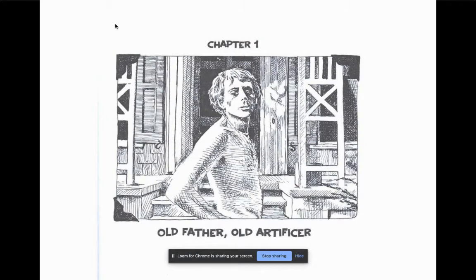And as you would know by now, the title of chapter one is Old Father, Old Artificer. So what I'll be doing is I will choose certain panels or frames or pages from chapter one, and then I will annotate them. And then at the end of all these annotations, I will present a thesis statement that I have come up with after my own analysis.